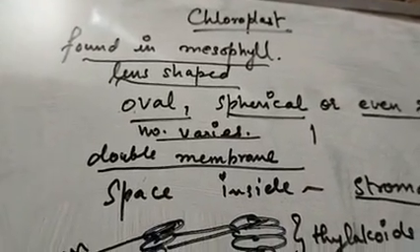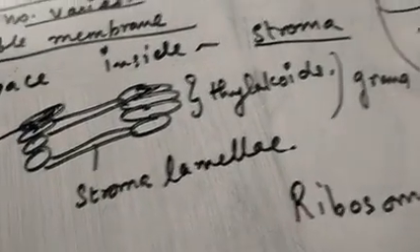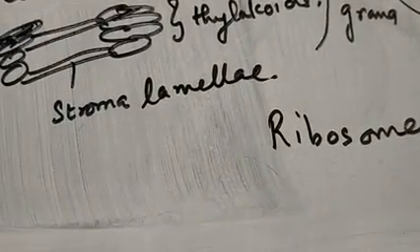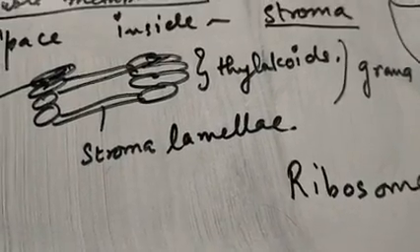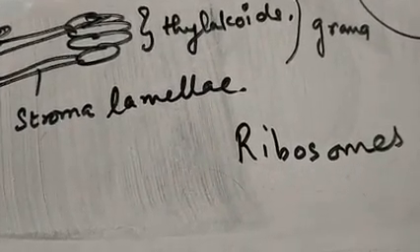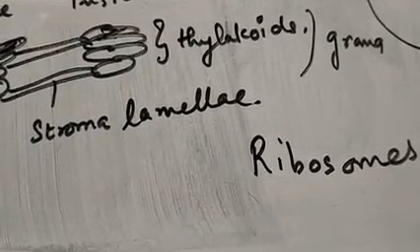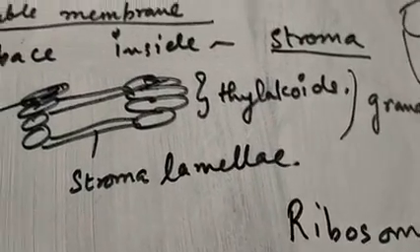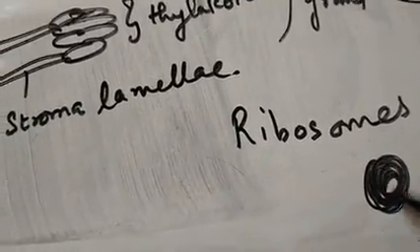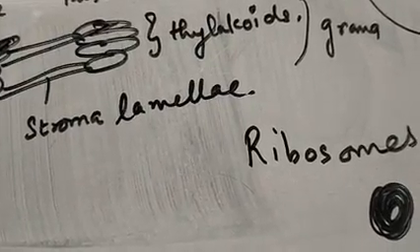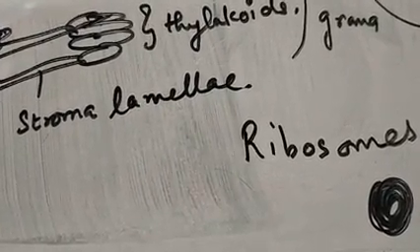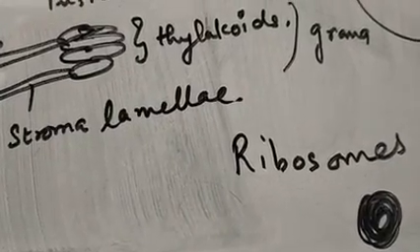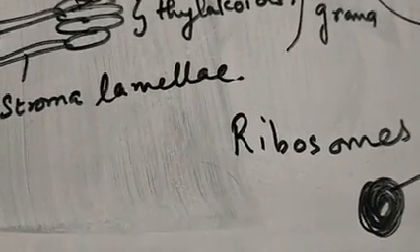Now, earlier when I was talking about the endoplasmic reticulum, I told you about ribosomes that they can be attached to the endoplasmic reticulum and give it a rough look. So it's called rough endoplasmic reticulum. But when studied alone, we found that it is a dense circular particle, and it is composed of RNA, ribonucleic acid, and protein, and it is not surrounded by any membrane.